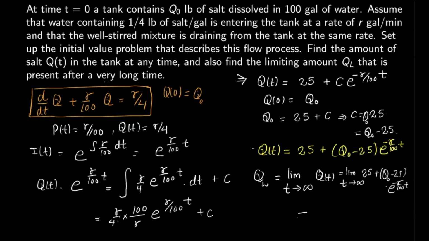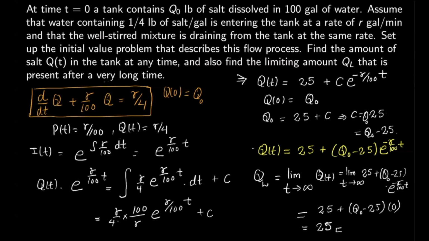As you can see, this limit is 25 plus Q of 0 minus 25 times 0, because as time goes to infinity, the exponential goes to 0. So this means the solution in that problem is 25.